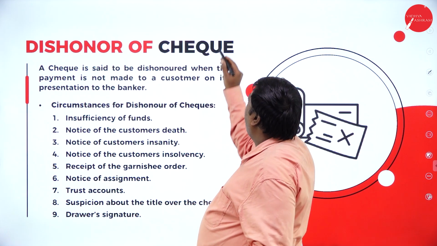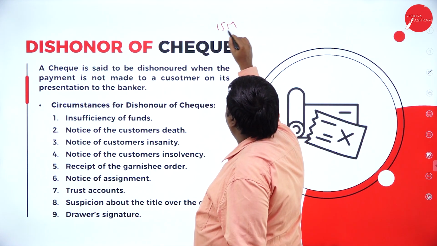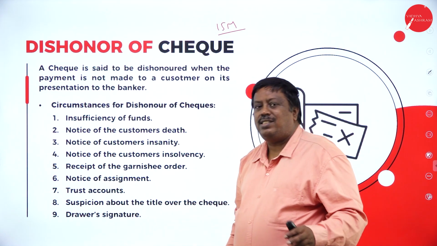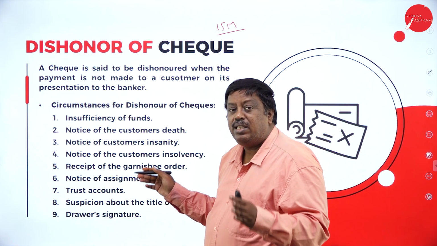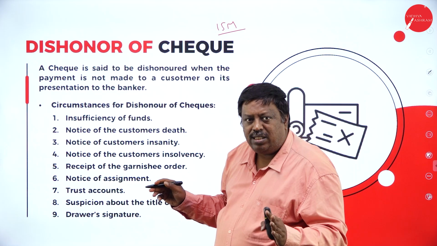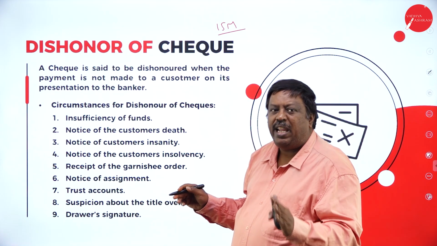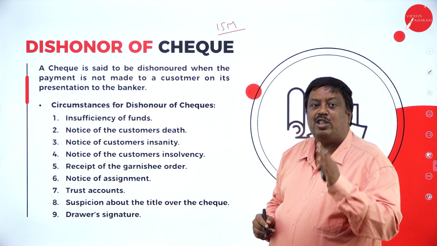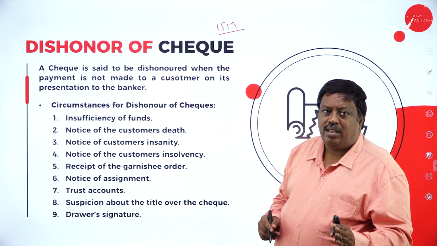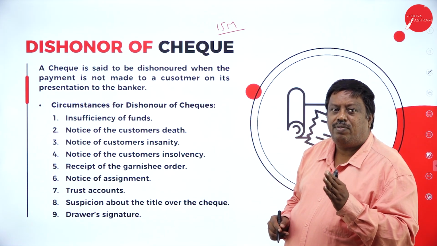Dishonor of a check. This is a compulsory question for 15 marks. So go through this one, understand properly and write here. See what are the circumstances we have. Dishonor means for certain reasons the check has not been paid. The paying banker has not paid the amount for the check which was presented. Why have they not paid the amount on the presentation of the check?